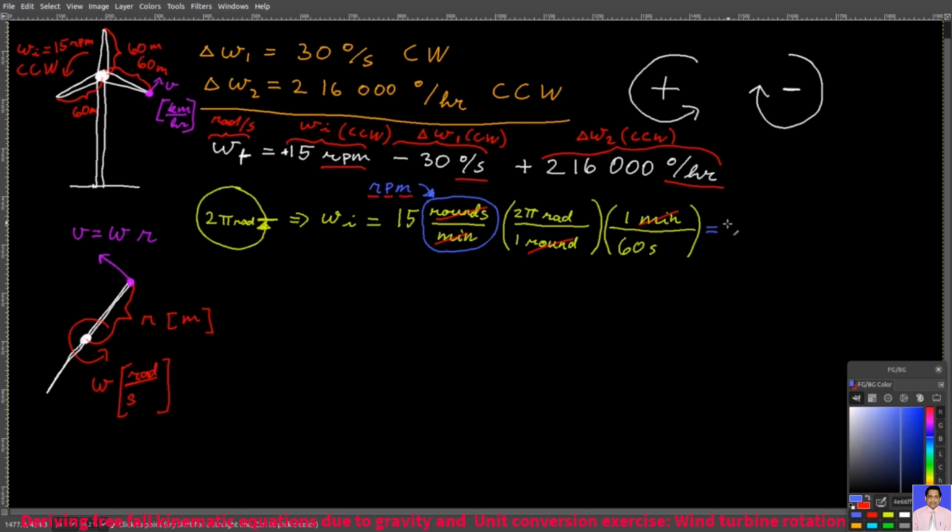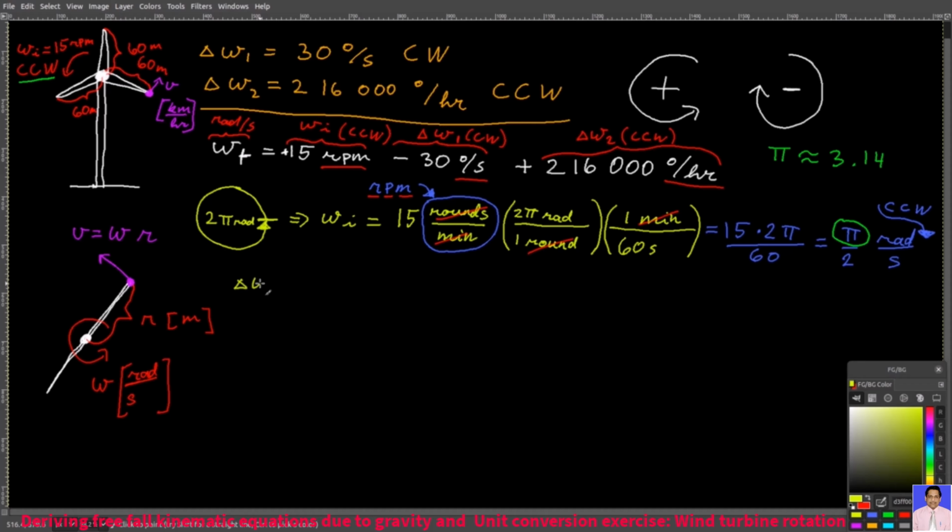So I will have 15 times 2 pi over 60, and that will give me pi over 2 radians per second. Of course, pi is approximately 3.14, but let's keep pi here in order to preserve precision. So 15 RPM counterclockwise is pi over 2 radians per second counterclockwise. So the rotation is positive.